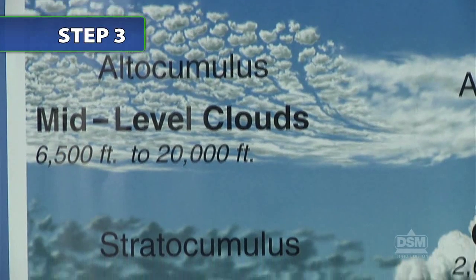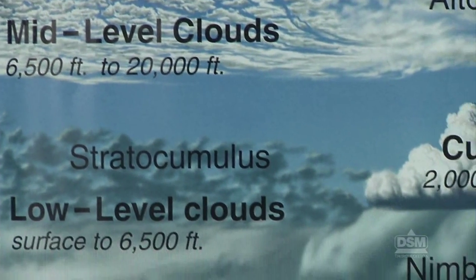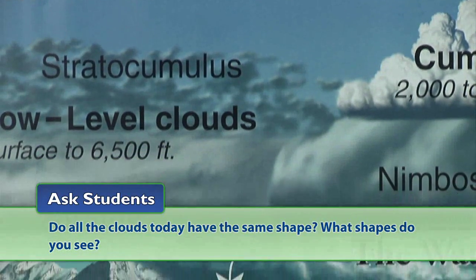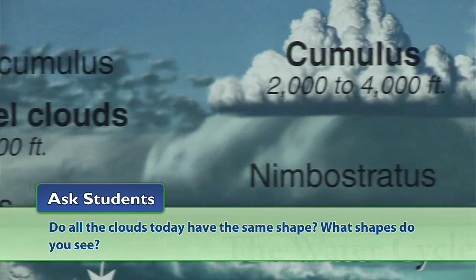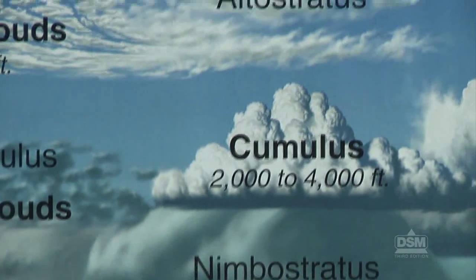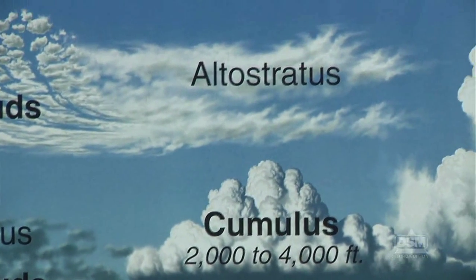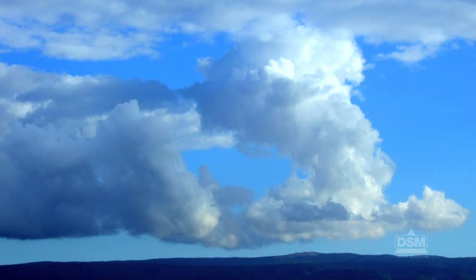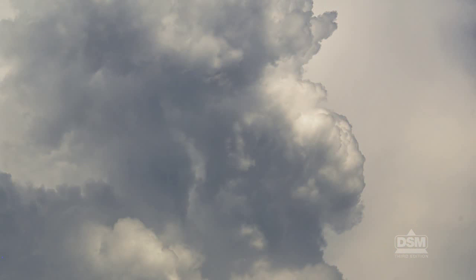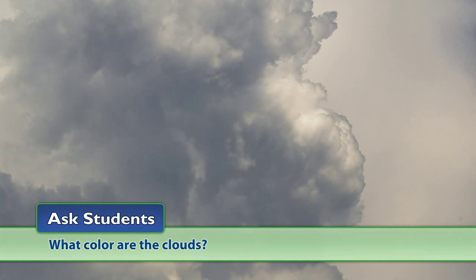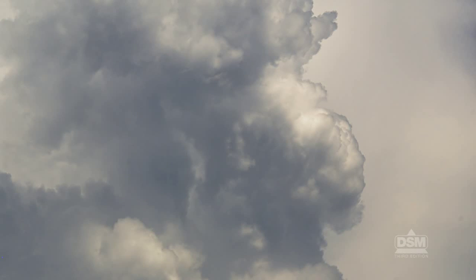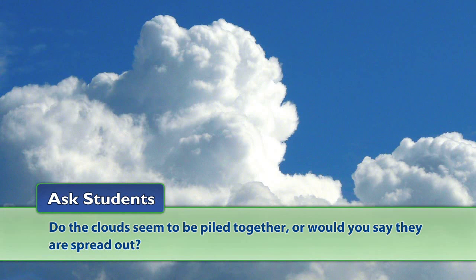Next, have the students observe the shapes of the clouds. Ask students, do all the clouds today have the same shape? What shapes do you see? Accept all reasonable answers. Some students may say they look like certain animals or imaginary characters. Then ask students, what color are the clouds? The students should say most of the clouds are white or gray. Ask students, do the clouds seem to be piled together, or would you say they are spread out? Their answers will vary depending on actual conditions.